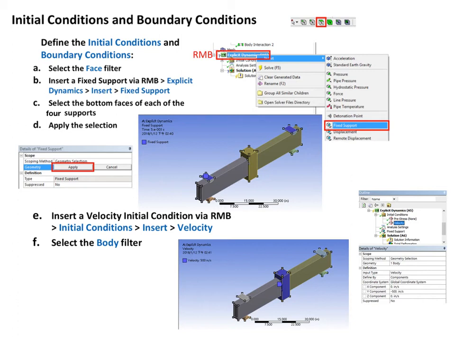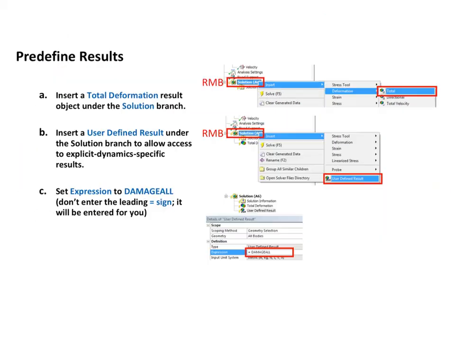For the initial conditions and boundary conditions, I select the bottom face of each of the 4 supports as fixed support, and then I select the center body to apply a velocity of 500 inch per second for the initial conditions. Finally, I set the total deformation and user-defined result. For the user-defined result, I need to type damage O to express the plastic strain.